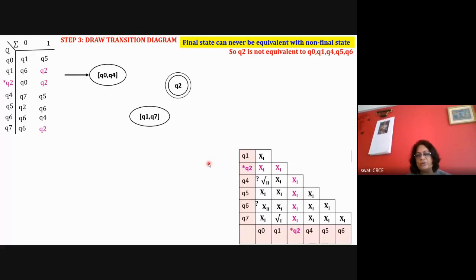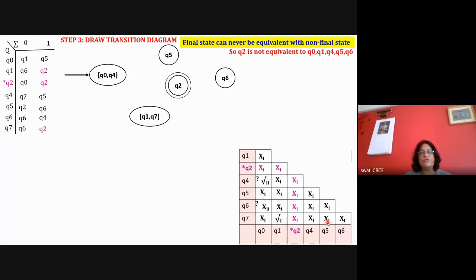It will remain the final state only. Then Q4, Q5, Q6. Q4 was equivalent with Q0, so it is already paired. Q5 is not equivalent with anything, so take Q5. And Q6 is also not equivalent with anything, so write down Q6. So like this to make the circles.